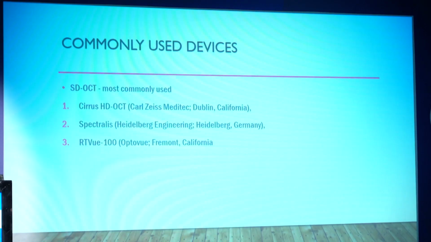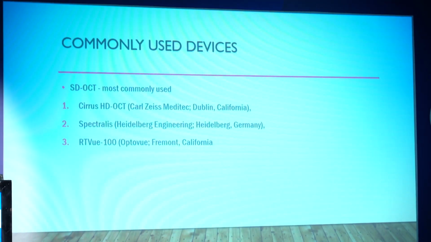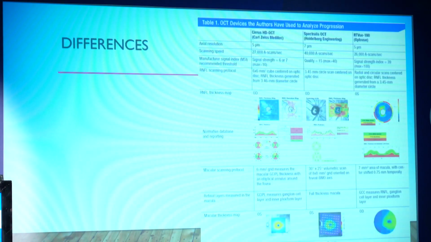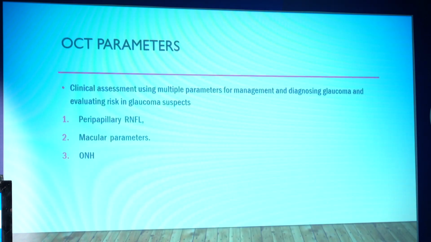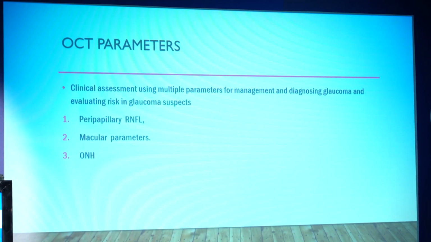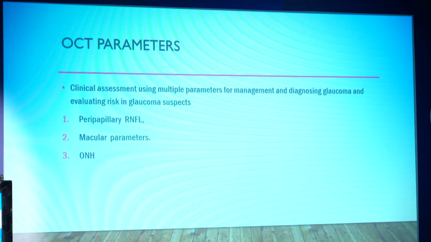So SD OCT is the most commonly used, and there are Cirrus, Spectralis and RTVue, the main machines that are being used. This table shows the difference between the three machines. I'm not going into details due to lack of time. So what are the OCT parameters that we have to look for in a patient? It's the peripapillary RNFL, the macular parameters and the optic nerve head parameters.